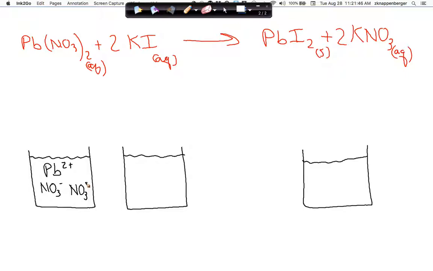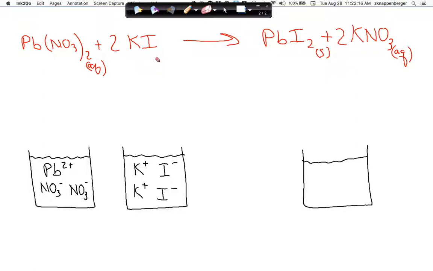So now, guys, what is in this beaker? What's in there? Potassium plus and iodide minus. So, guys, we've got K's and we've got I's. But we are going to honor the stoichiometry of the reaction, so we're going to put 2. Good? Okay.